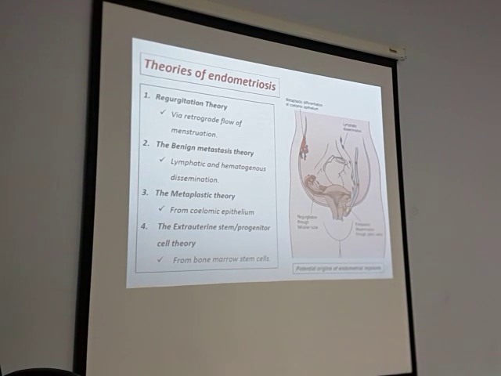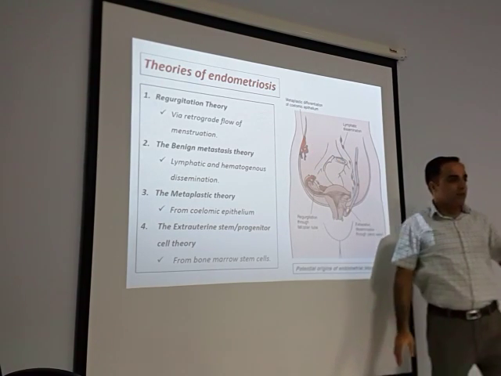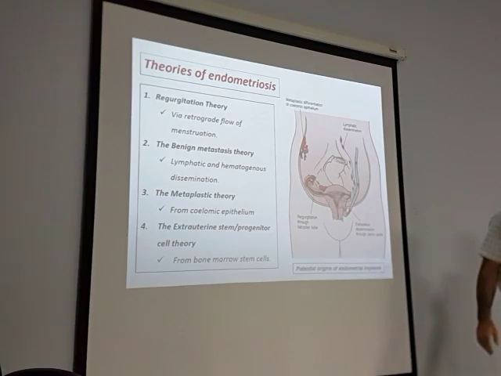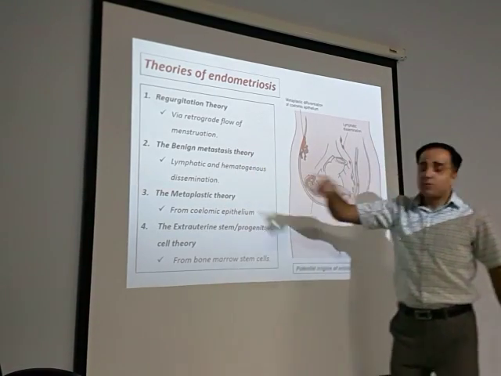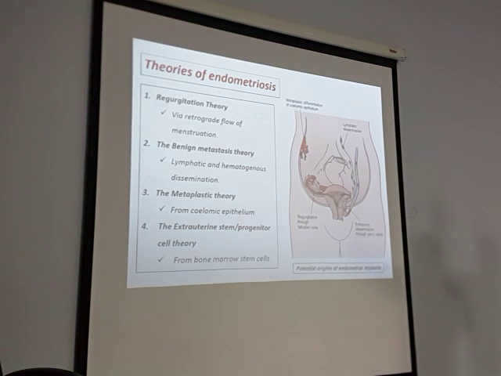You do not insult anybody, whosoever has given a theory. Because if you find it in the peritoneum, you say retrograde or regurgitation theory. Okay? If you find it somewhere else, you can say metaplastic. If there is no connection between the uterus and the other site, you can say the benign metastasis theory. Clear? And you can say the extrauterine stem cell theory. So these are the four theories. Clear? Then what will you find now?